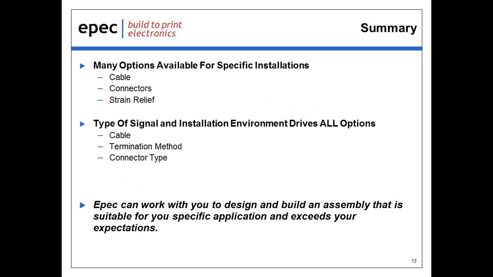So in summary, there really are many options to evaluate to ensure the assembly meets your needs or a customer's needs. These options include the cable, the connector, strain release, and a whole litany of other topics that we could talk about. The type of signal that the assembly will transmit, as well as the environment that the assembly is going to be exposed to, will determine certain characteristics of the final product. The components that will need to be reviewed are the cable design, the termination method, and the type of connector that we're going to choose to use on the assembly.